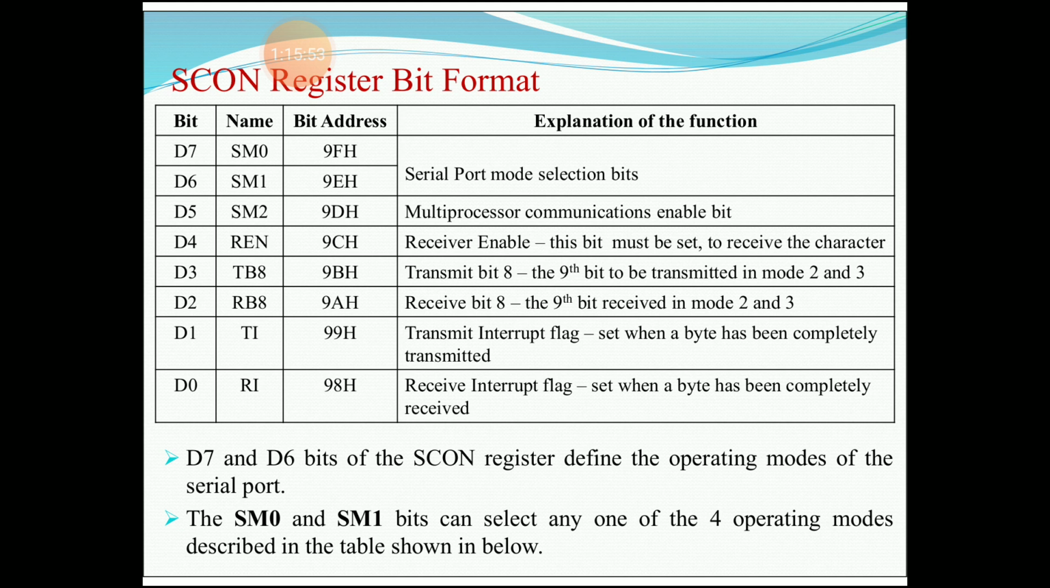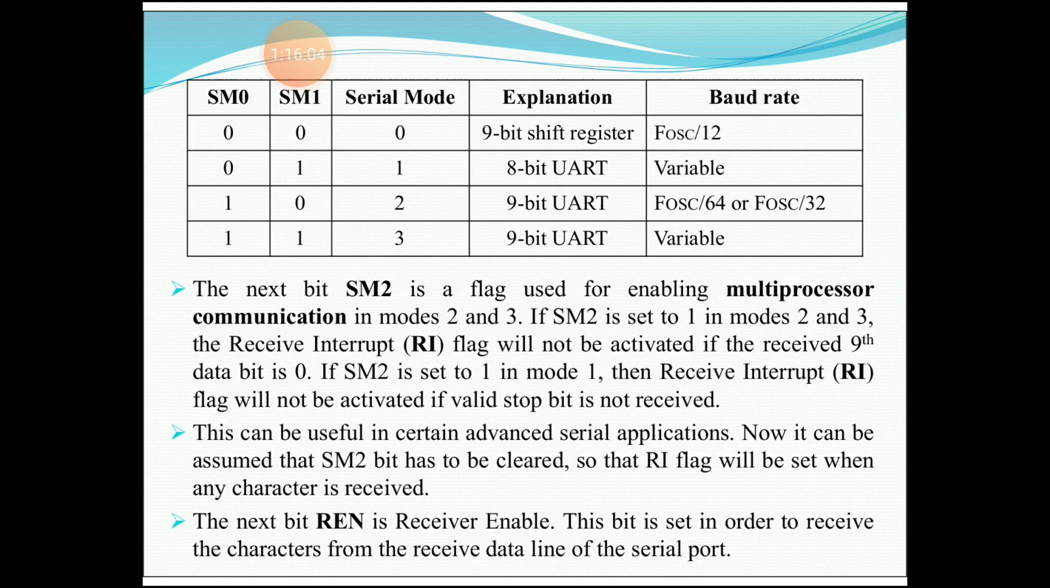Now let us see the bit formats of this serial control register. Here D7, D6 bits belong to operating modes of the serial port, SM0 and SM1. So these two bits provide the 4 operating modes described in the table below. When these two bits are 0, 0, the serial mode 0 operation is selected. In this mode, the serial port acts as 9-bit shift register. In this mode, the baud rate is fixed, that is oscillator frequency divided by 12.